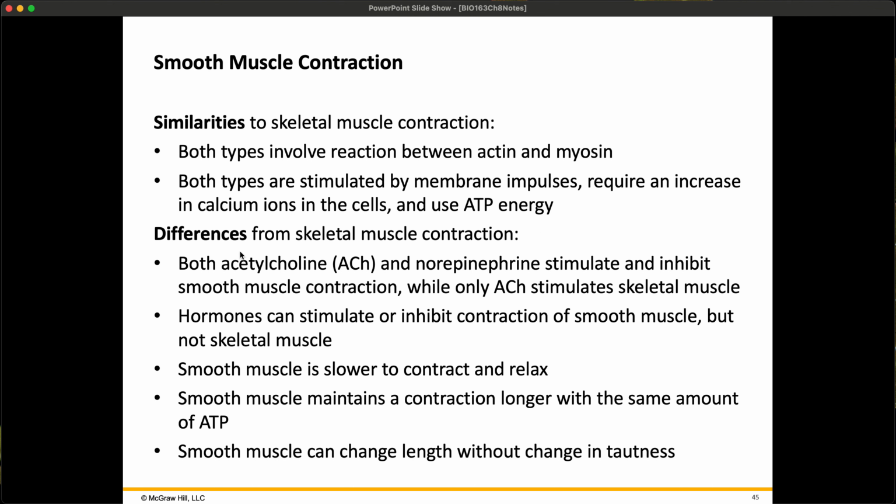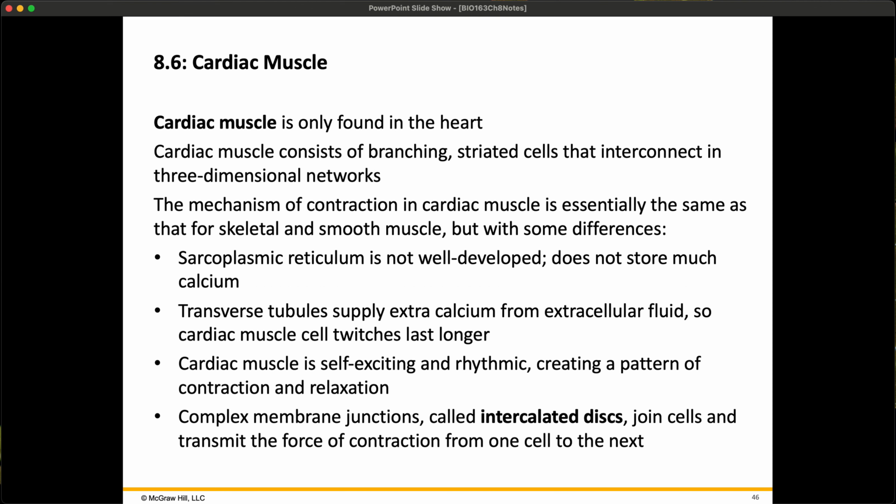Some of the differences: smooth muscle can be stimulated by acetylcholine and norepinephrine, which is another neurotransmitter and hormone. It works as both. Whereas skeletal muscle is only stimulated by acetylcholine. Hormones can stimulate or inhibit smooth muscle action, but don't really affect skeletal muscle. Smooth muscle is a lot slower to contract and relax. It sometimes takes several minutes for these things to happen. Smooth muscle maintains longer contractions with the same amount of ATP. It can also change length without a change in tautness, so it can shorten and lengthen without contracting. Smooth muscle is different, y'all.